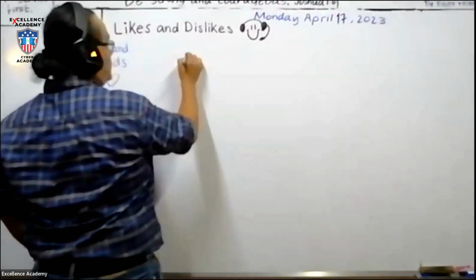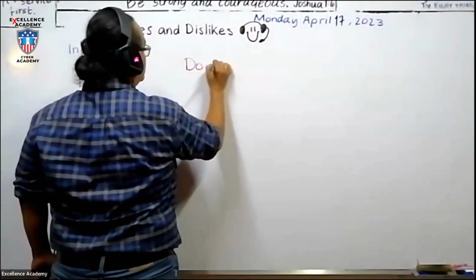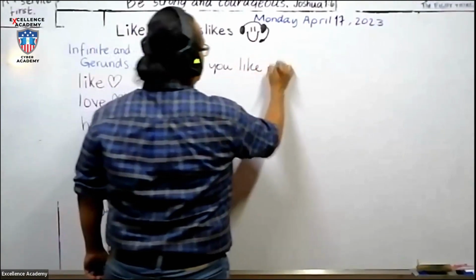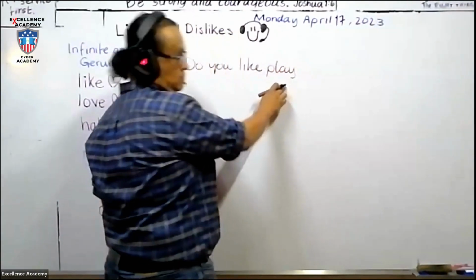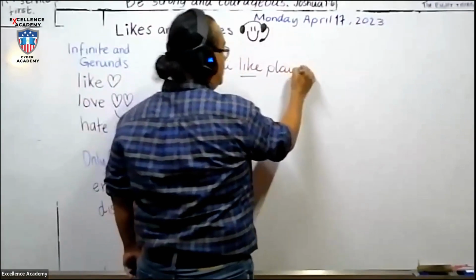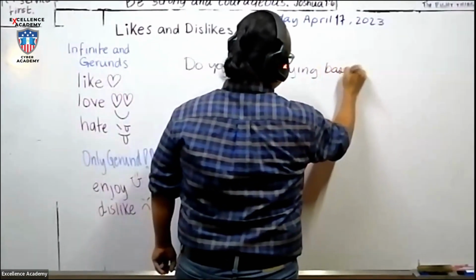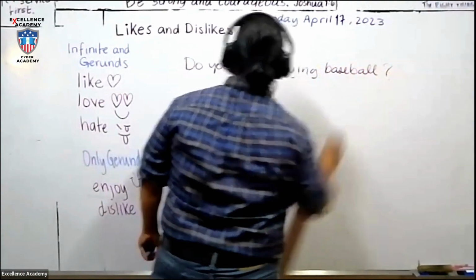So for example, "Do you like play?" Is that correct? No, I have to use gerund or infinitive. Here, I'm going to use gerund: "Do you like playing baseball?" Which is the correct form.